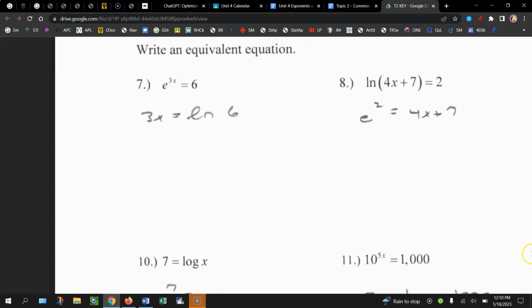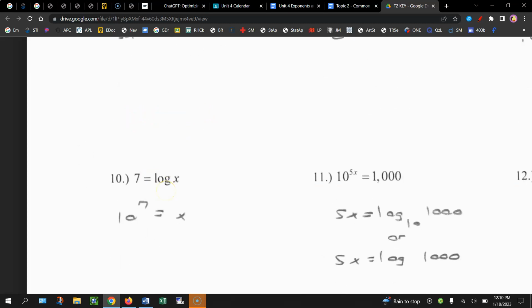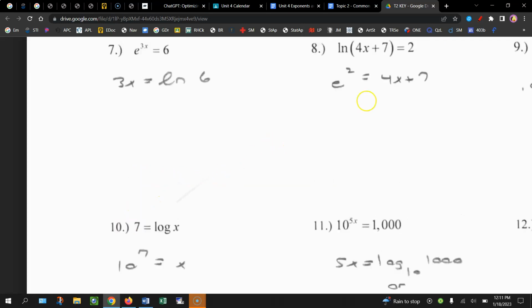Number 7, you'll notice 3x is what power, natural log, ln. The base is e. You don't have to write it. That gives you 6. So what power you raise e to get 6 is 3x. Number 10. 7 is what power you raise 10 to get x. So 7 is the power. The base is 10. So 10 to the 7th equals x.